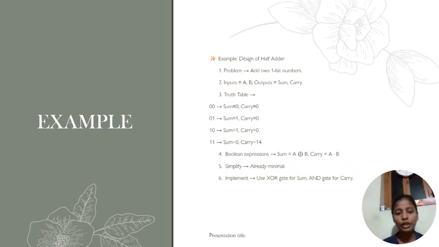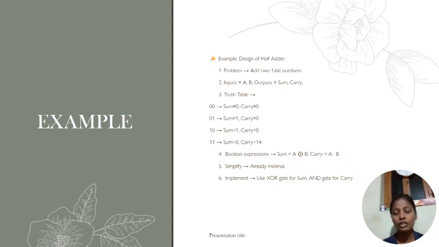Example for combinational logic circuit. Here is the example: design of a half adder. Firstly, the problem is to add two 1-bit numbers. Secondly, the inputs are A and B. And finally, we get the outputs sum and carry.